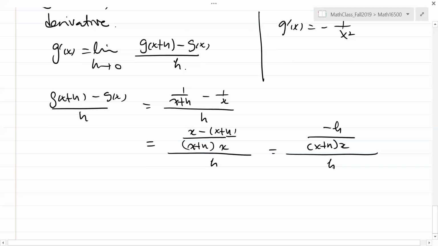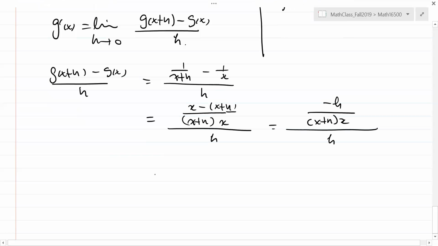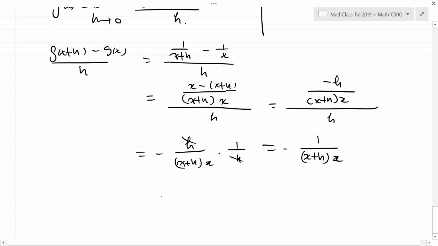How do you simplify it? Well, a fraction over h, you multiply by 1 over h, and then h cancels out. Then the answer is clearly, when h approaches 0, you get negative 1 over x times x, which is negative 1 over x squared. So we knew the answer already, and we just needed to verify it.